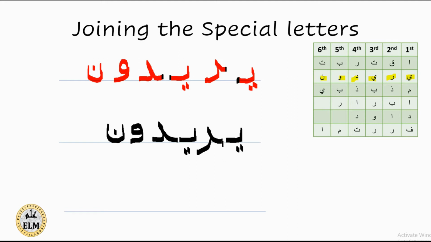Now let's write it properly. So when I say write it properly, it means cut these lines short and fill up the joining point, join them. So this is ya, this is ra, ya, this is dal, this is waw, and this is noon. Yuriduna. Let's go to the next one.